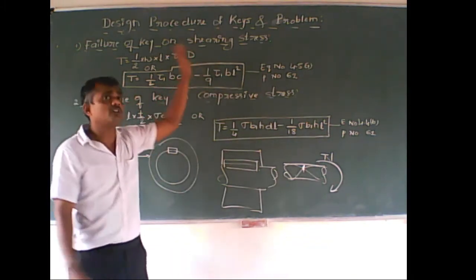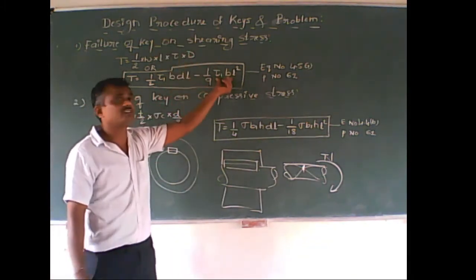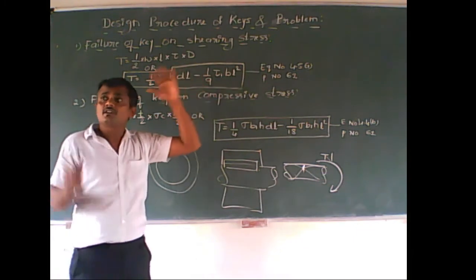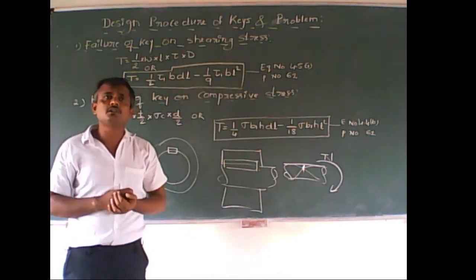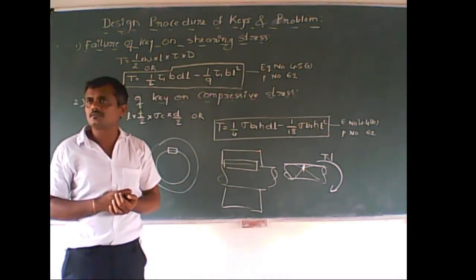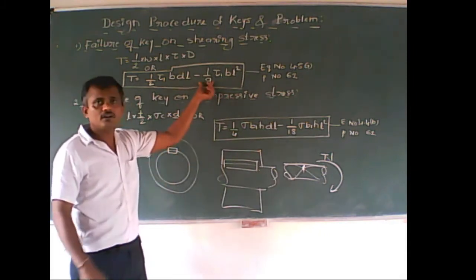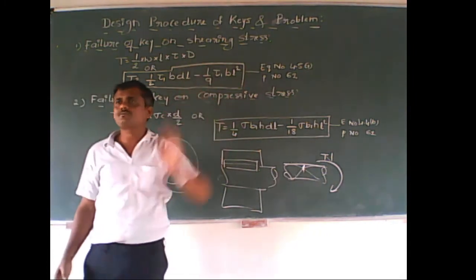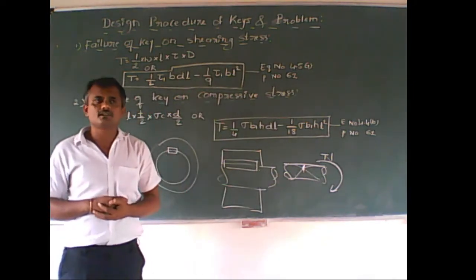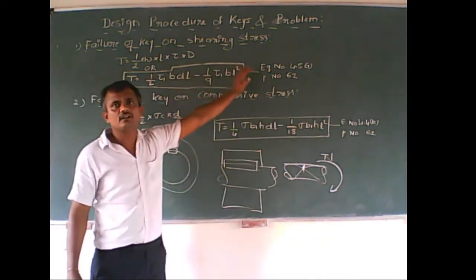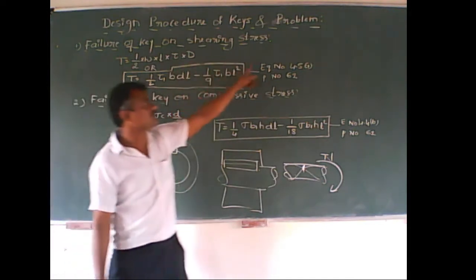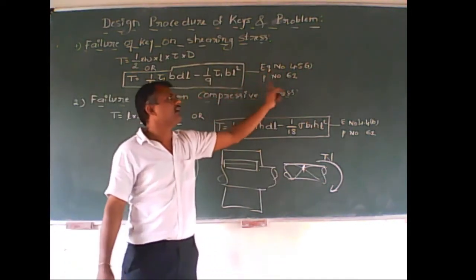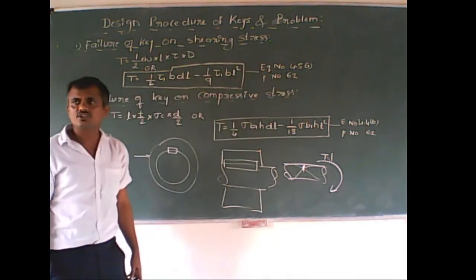Why? Because it is a 1/9 part. Suppose it is 10 mm, divided by 9 means what? One part among 9, out of 9 only 1 part. So I will not consider this, and you can ignore this part. The equation number is 4.5a and the page number is 62.